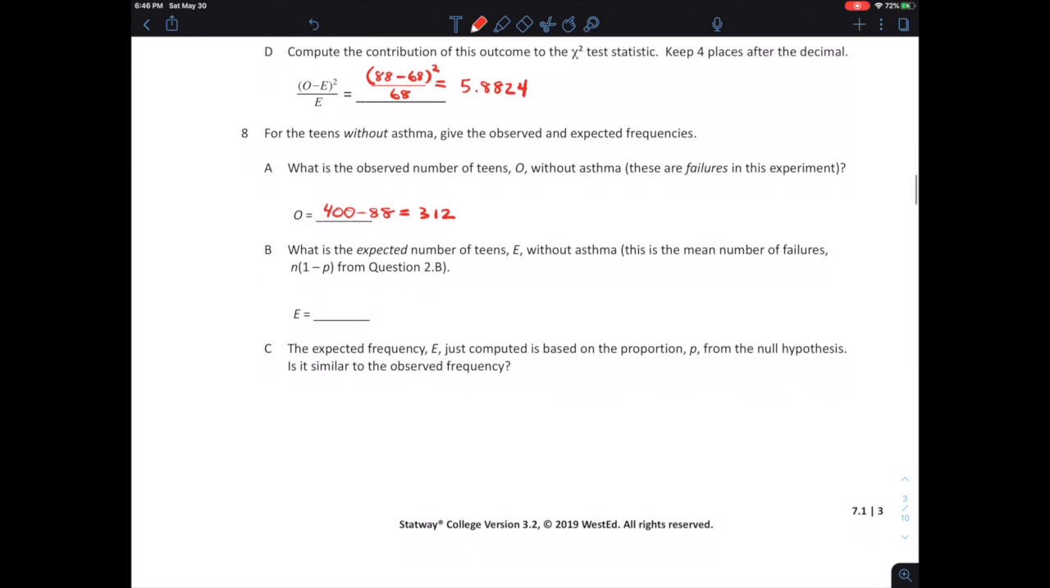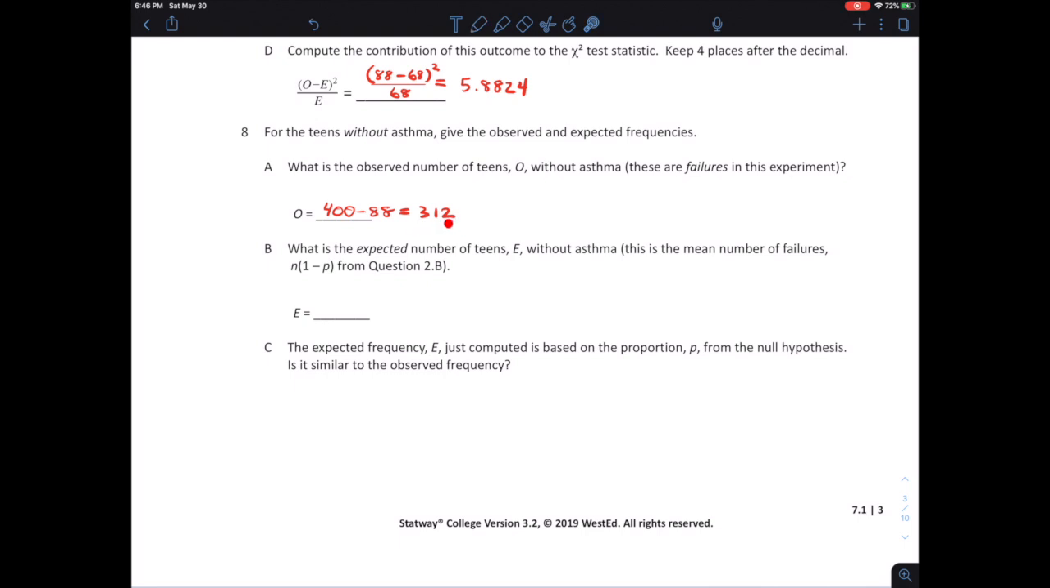So on question 8, we've already done this. We have to give the observed frequencies, which we've done, but not the expected frequencies. So what's the observed number of teens without asthma? Those are the failures in the experiment. Again, there were 400 boys altogether, 88 with asthma. 400 minus 88 is 312. Okay, so we got that.